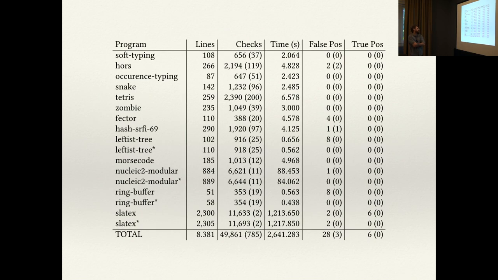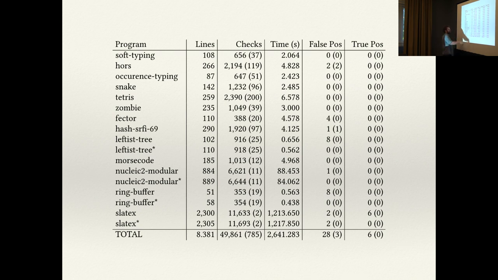So maybe let me just go through this real quick. Here's the empirical evaluation. So we looked at soft typing, type systems for untyped languages, occurrence typing, and then on the more heavyweight side, higher order recursion schemes and model checking for functional programs. We've got some video games, and then we've got a bunch of imperative data structures and things like that.